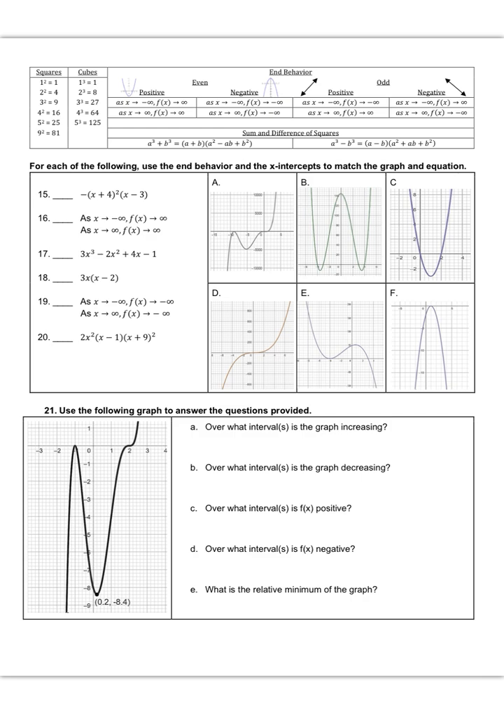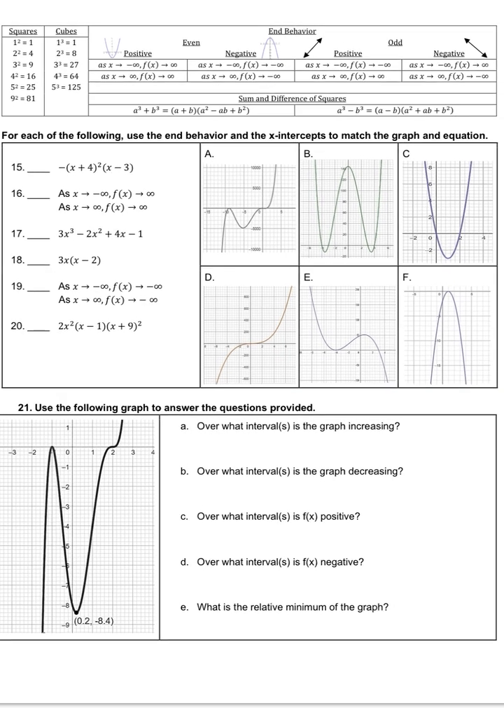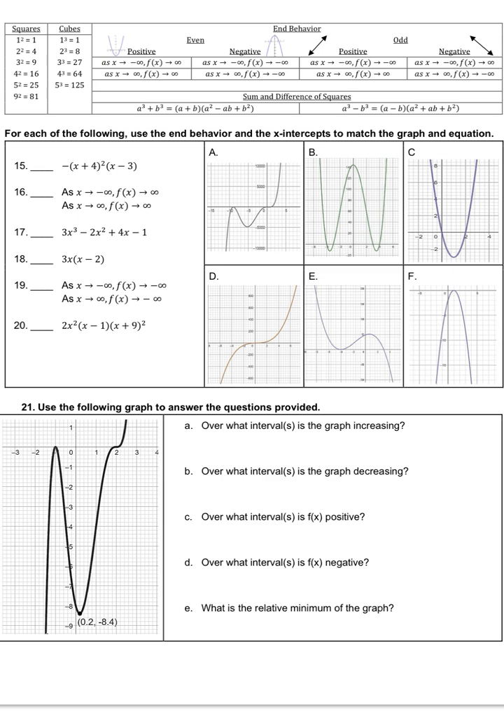All right, so matching graphs. So there's a few different ways to approach these. You know a few things. You know even and odd, and you know x-intercepts. So depending on what you're given, this is kind of what you want to look at. So you have a negative here, you have 2 x's, and then 1 more x, so you have 3 x's. So this is a degree of 3, and it's negative.